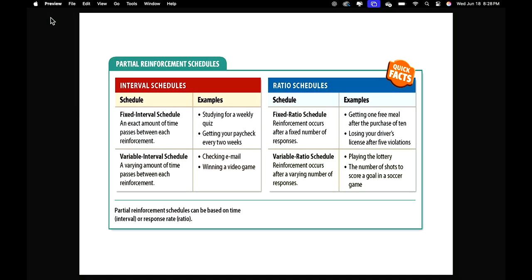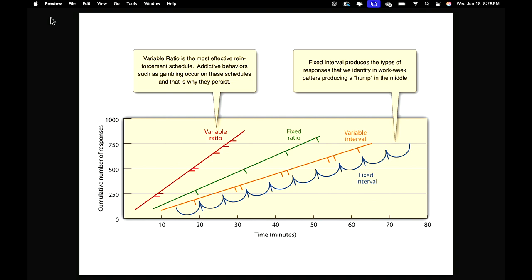Then you have the variable ratio, and this is reinforcement occurring after a varying number of responses. And that'd be playing the lottery or the number of shots to score a goal in a soccer game. But the best one to maintain behavior is the variable ratio. And you get this right here, you get the variable ratio here. This is the pattern of behaviors in terms of the cumulative number of responses over time. Here you see the fixed interval, the variable interval, the fixed ratio, and the variable ratio has the most consistent behaviors.